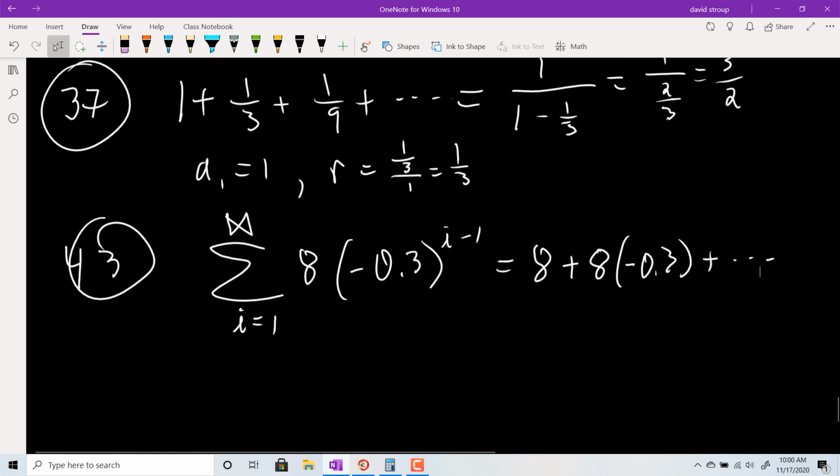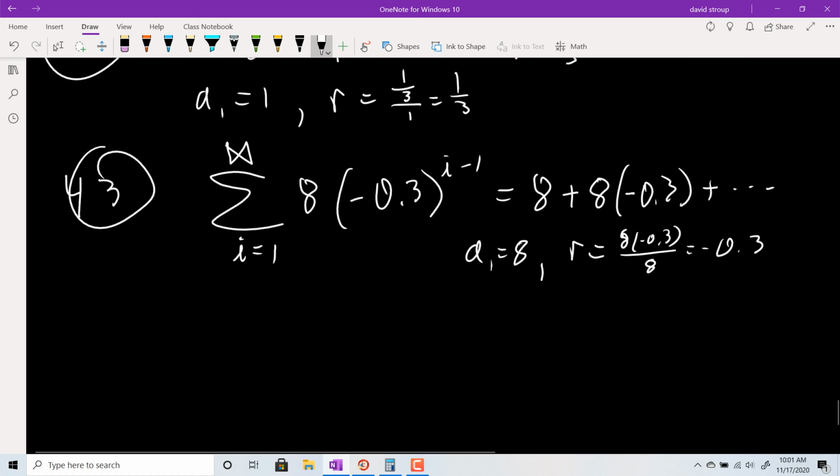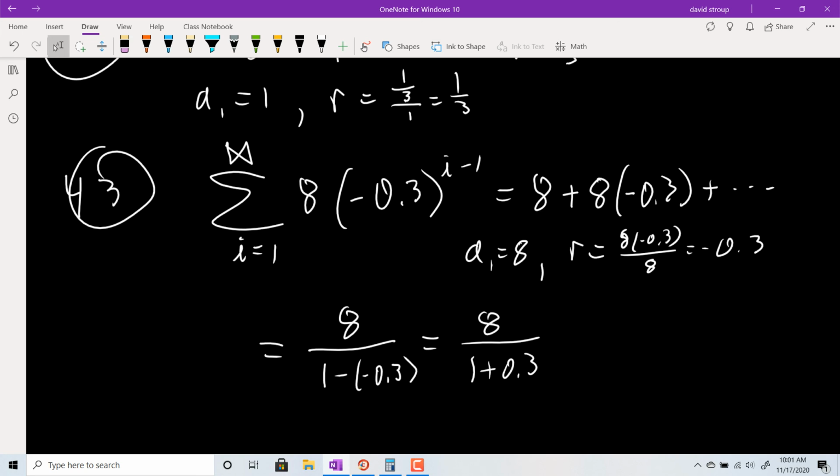So I can see a sub 1 is 8, and then the r value, if you take a ratio of 2 consecutive terms, you just get negative 0.3, and then I could use my formula. So this will equal 8 all over 1 minus, you got to be a little careful with the signs here. It's negative, negative, so it'll end up being a plus 0.3 in the bottom. Okay, so 8 all over 13 tenths, which will equal 80 thirteenths.